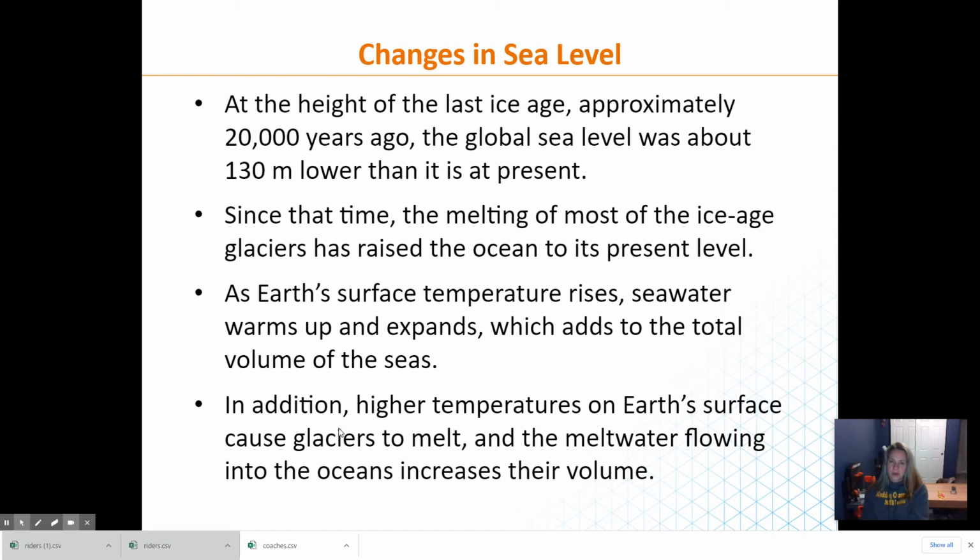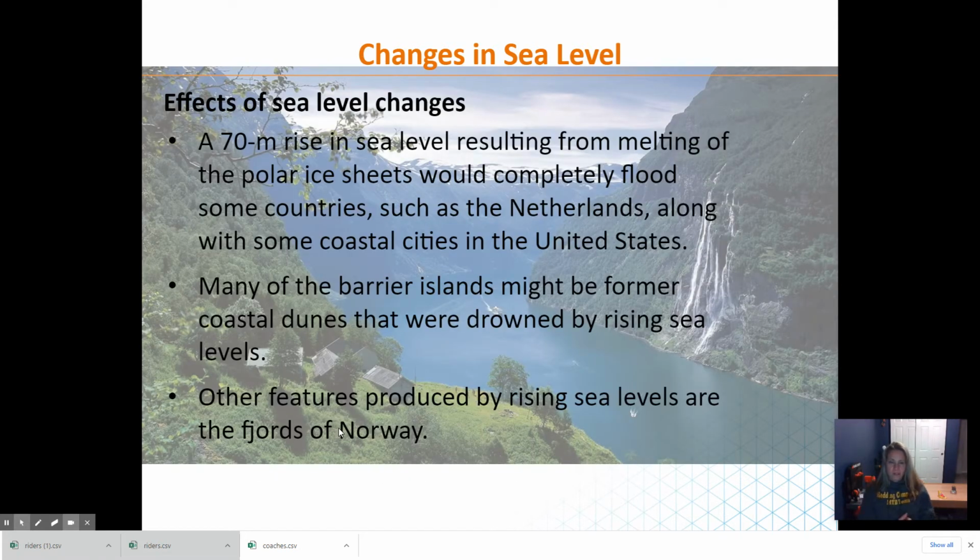So just know that in times of ice age, because water is locked in ice, the sea levels will lower because there's more water locked in ice. And then when we have global warming, we have higher sea level because that water is melting and causing the sea to rise.